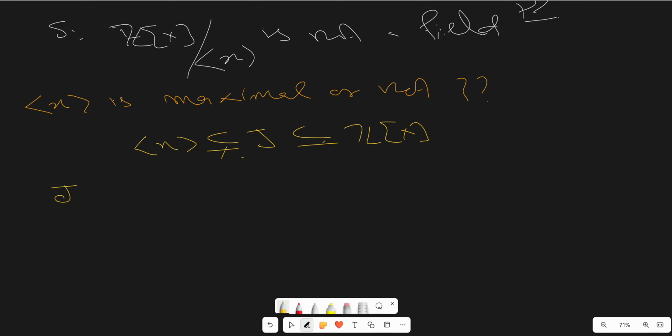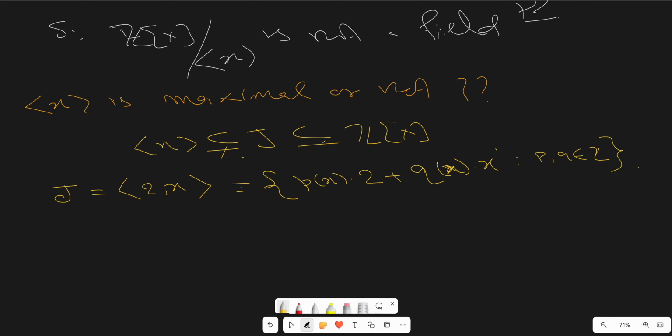Suppose you have this J, the ideal generated by 2 elements, that is 2 comma x. What is that? This is actually defined as px into 2 plus qx into x, such that p comma q are inside Z. Are you getting? That means Z means Zx. So what do you think about whether 2 is inside?